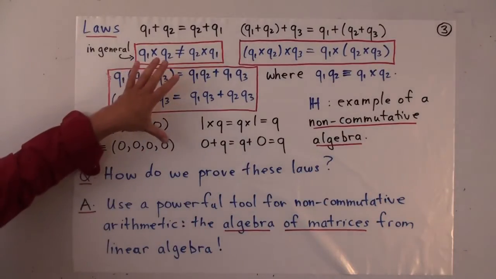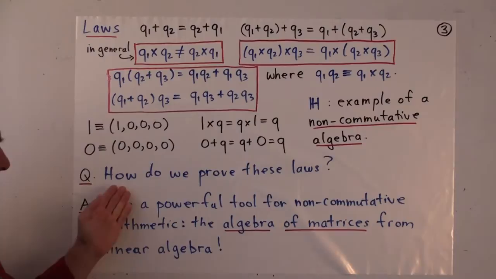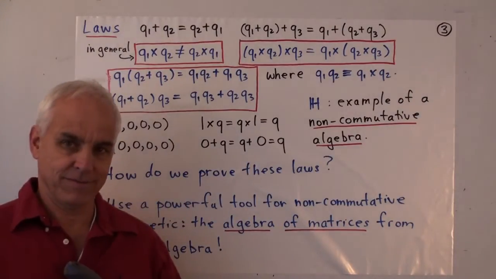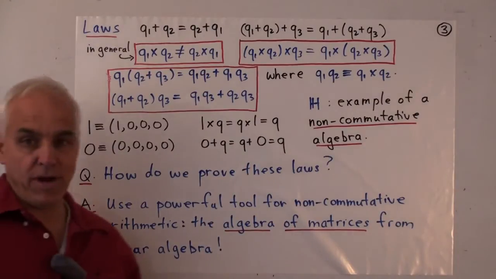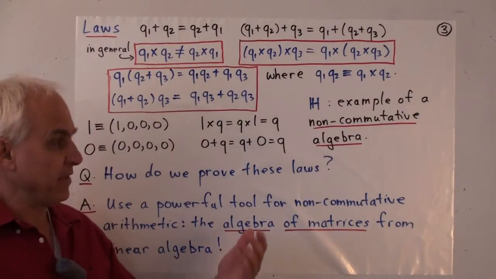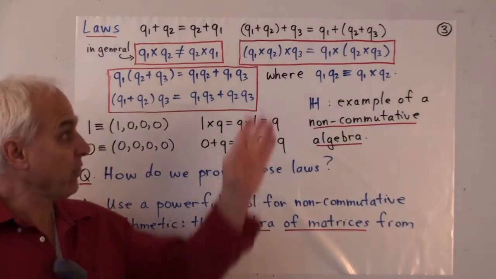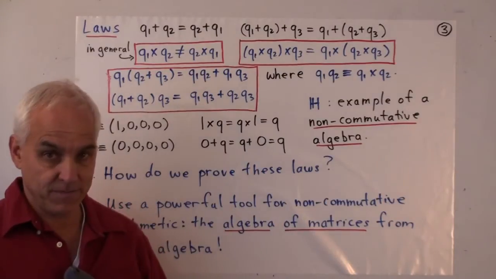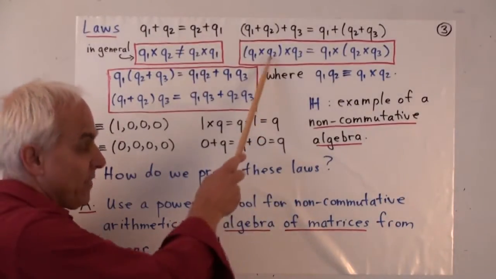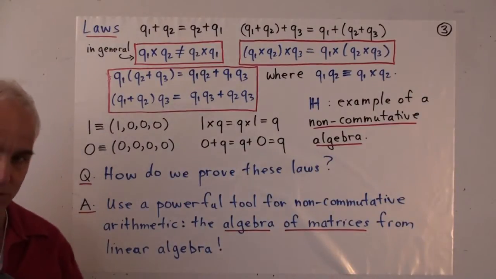All right, so these are some of the laws of quaternion arithmetic. How do we prove these laws? Well, in some sense, it's a straightforward exercise. We just have to verify that these things are true by expanding things out with general quaternions on the left and the right-hand side in all cases. But especially for this one, that's going to be a lot of work. And we're going to use a different approach.